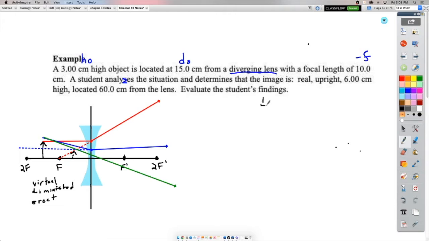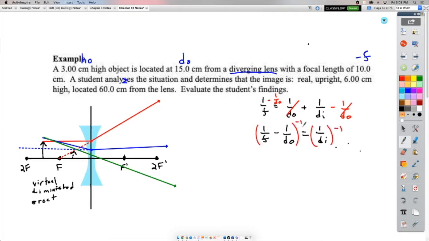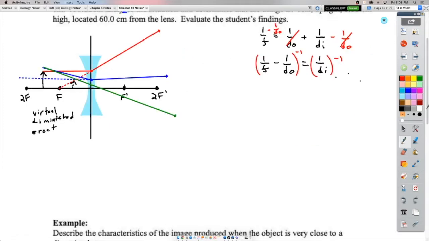So we have 1 over f equals 1 over do plus 1 over di. To compare to their findings, we need to find di. So subtract 1 over do from both sides, and then we just flip both sides, do both sides to the power of -1, or 1 over both sides, then we will have di equals 1 over f minus 1 over do, all to the power of -1. Okay, and we can plug in. Be very careful, 1 over -10 centimeters, because that is a virtual focal point. That's not a real focal point.